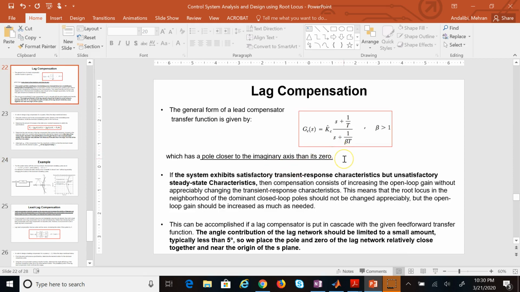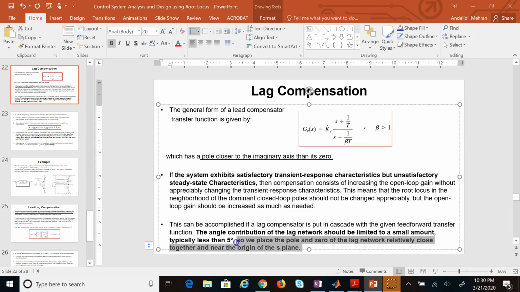So first of all, why will the lag compensator change the root locus only around the origin? In order for that to happen, we choose the pole and zero both, as it says here, first of all, close to each other. The other, we choose them close to the origin.